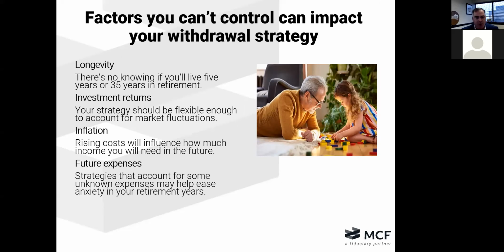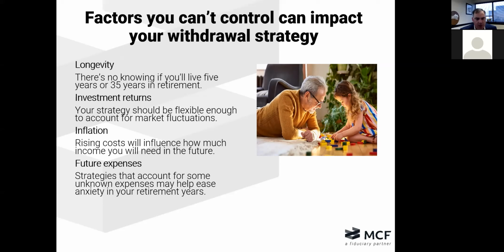There's a lot of factors in terms of what you can't control that could impact your withdrawal strategy. So longevity. I always say there's 3 questions that have to be asked when retiring and determining your withdrawal strategy. And that's, you've heard me say it before, how much money do you need? When do you need that money? And the last one's for how long. Longevity is something we have to plan for, because that's the factor we really don't know.